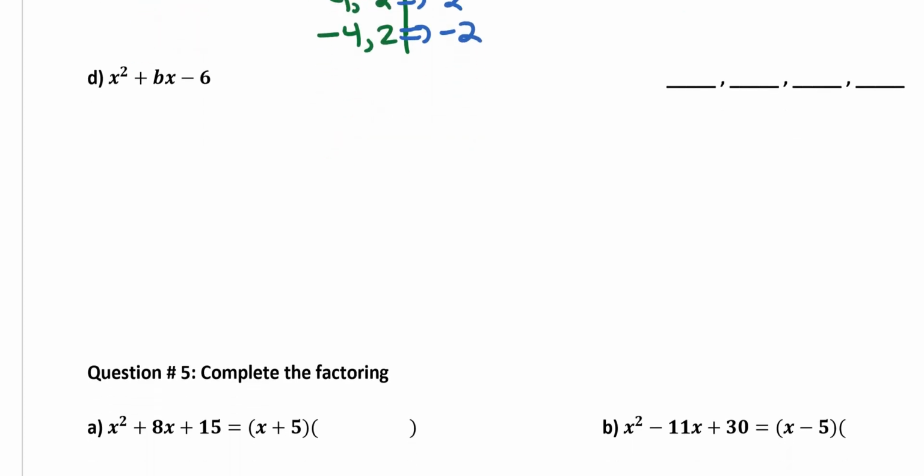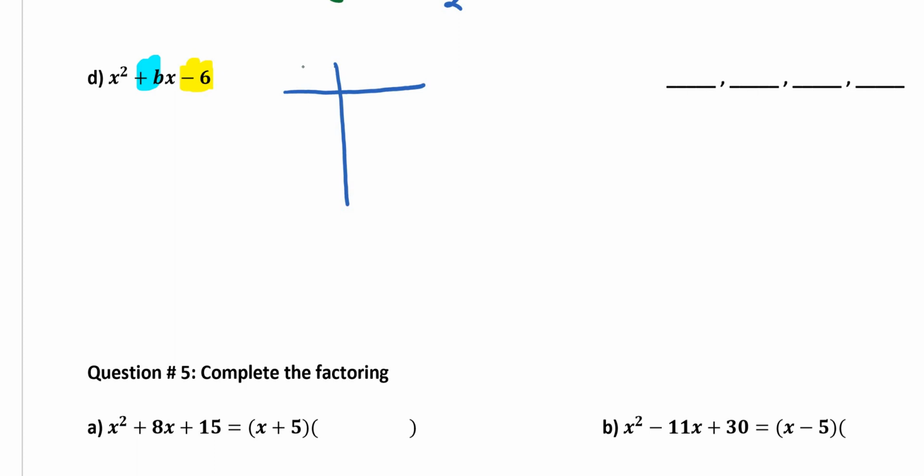Let's move on to letter D now. Let me just erase this here. Let's create another table here. The numbers that I'm looking at again are negative 6 and the middle term, which is B. So let's put negative 6 here on the left hand side, B on the right hand side. Two numbers that multiply to negative 6. I'm thinking 1 and negative 6. Negative 1, I could have negative 1.